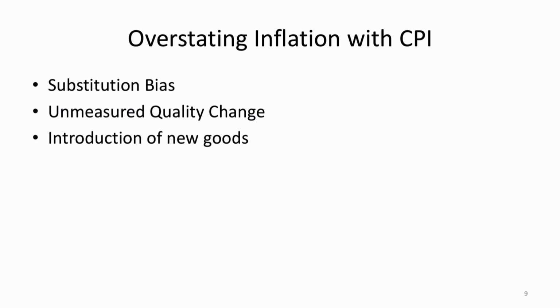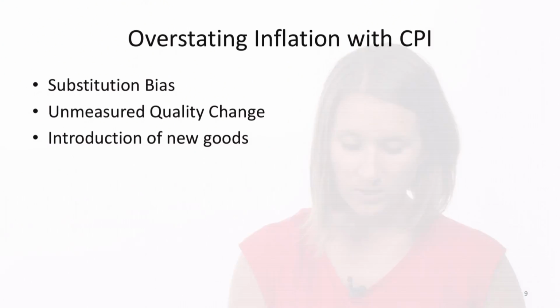There are a couple of problems with how we calculate the CPI index and what it tells us about inflation. There are three specific issues. The first is what we call the substitution bias. When a good becomes more expensive, some people are going to substitute their consumption of that good for something that's a little bit cheaper. But the CPI keeps the quantity of the good constant. So because the quantity stays constant and doesn't reflect the substitution that people do when one good becomes more expensive, the CPI might overstate the inflation in the economy.